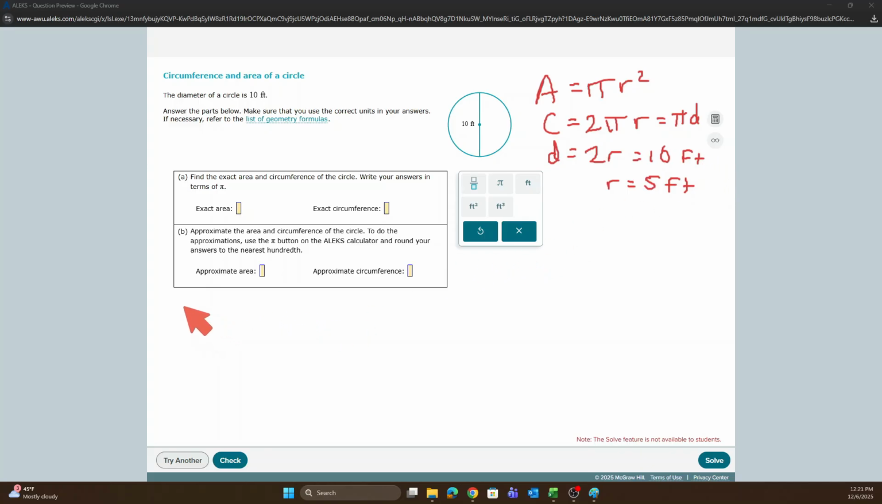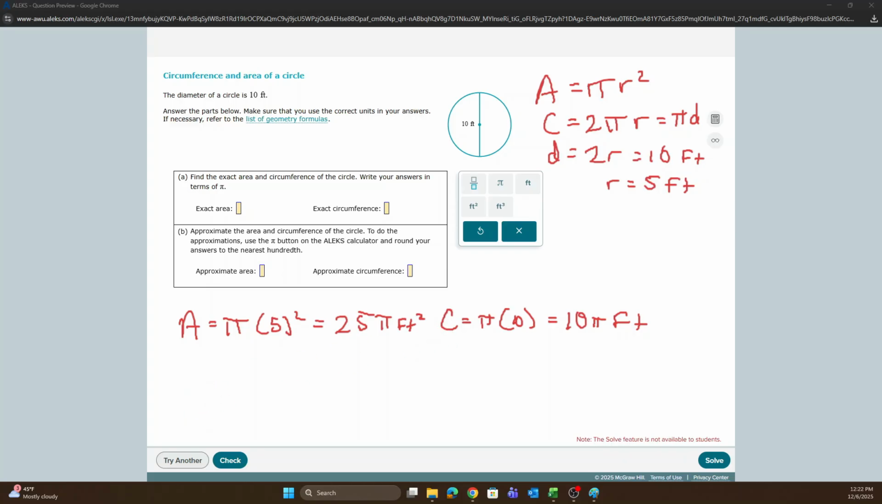So let's go ahead and go back to our exact area. Our exact area A is pi r squared, r being 5, which is 25 pi. Then our circumference is just pi d. So it's just 10 pi. Feet for this, feet squared for that.